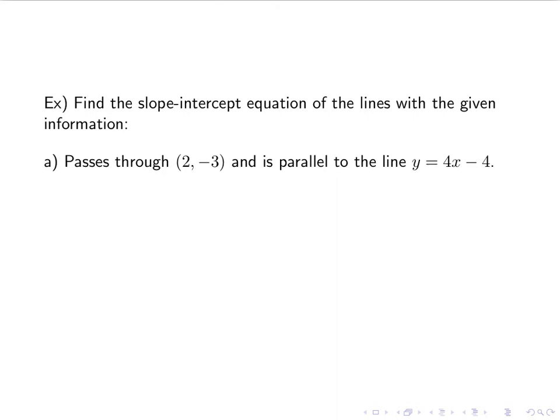So the first thing we want to do is find the slope of the line that we're given. Again, y equals 4x minus 4 is in slope-intercept form, so the slope is 4. So m1, the slope of the line we're given, is 4. The line we want is parallel, which means m2, the slope of our line, must also be 4.